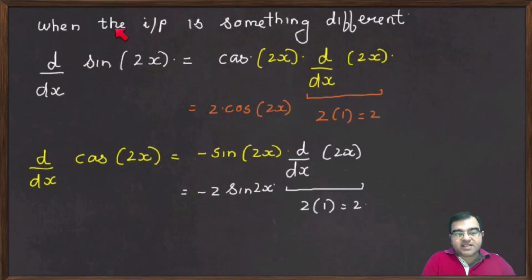It's very easy to understand. This is when your input is something different, which means you have something different here and you have something different here. You have a 2x here and you have an x here. You have a 6x here and you have an x here. Now listen, I'm not going into the depth of derivatives. I'm only teaching you that part of derivative which is going to be useful to understand the following derivation.